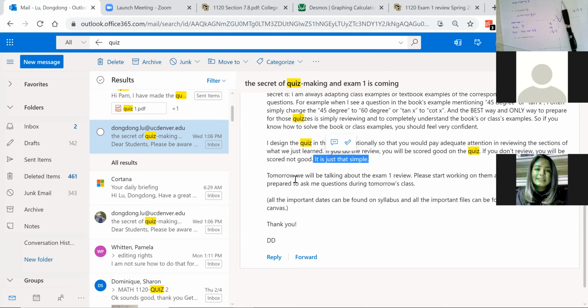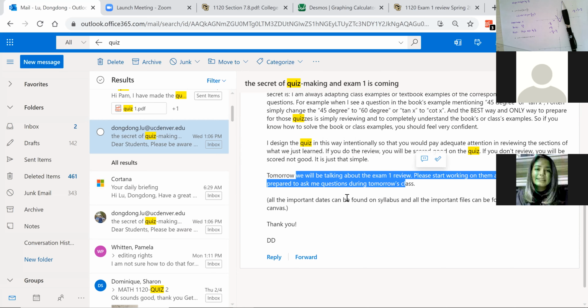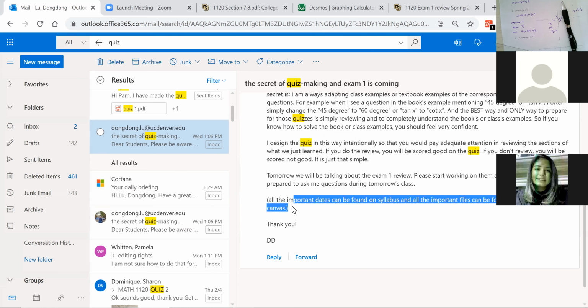I also mentioned that please have a look at the exam 1 review. All the important dates can be found in the syllabus, and all important files can be found in the modules on Canvas. This is the important email I sent yesterday. Any question before we continue to talk about the review?